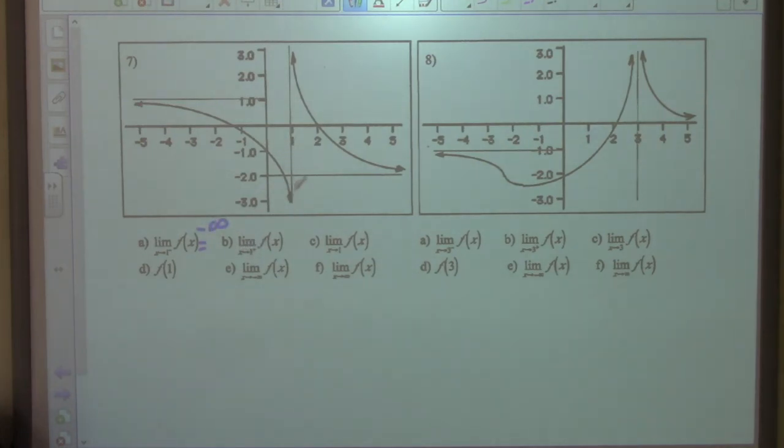Because what do we have here as we're approaching 1 from the left? What do we get as we approach 1 from the right? Infinity. And so the limit as x approaches 1 does not exist.